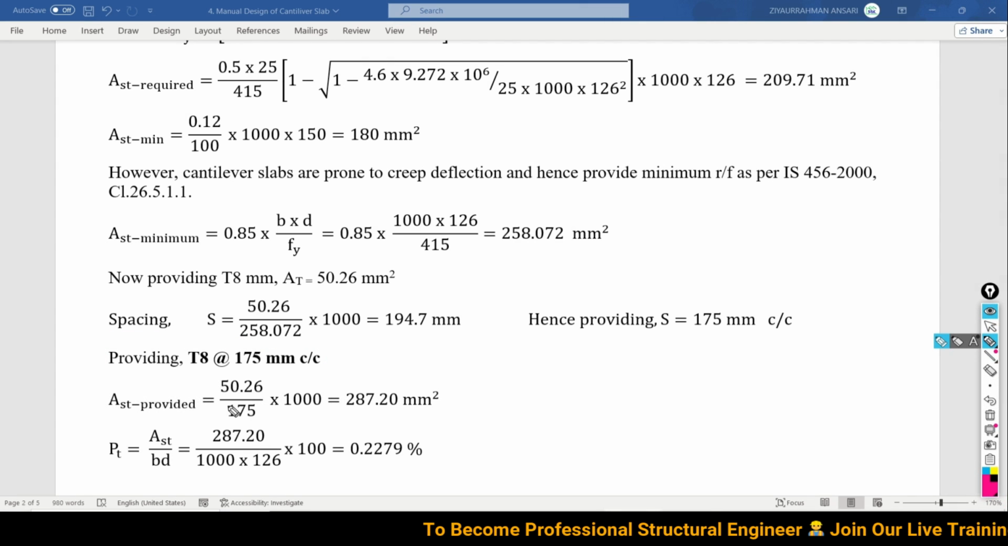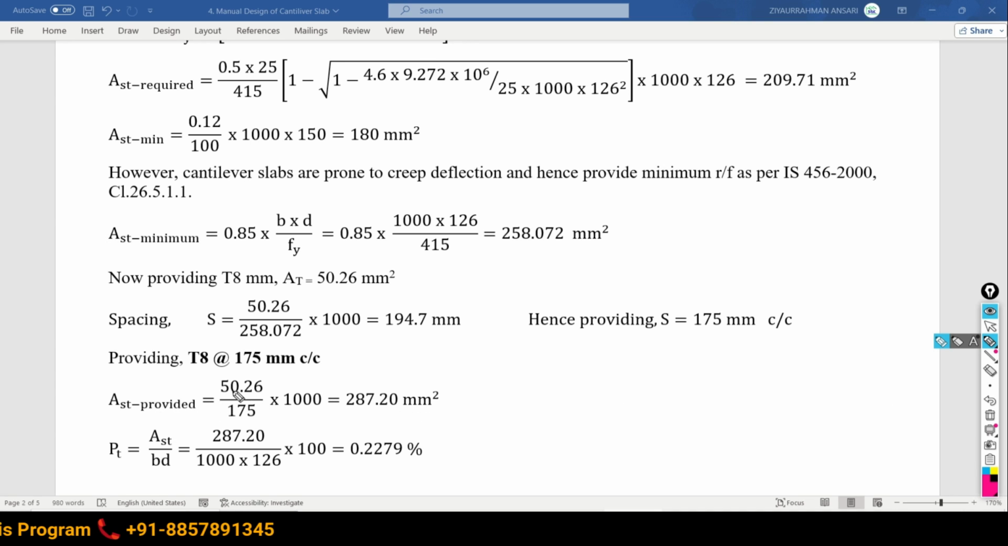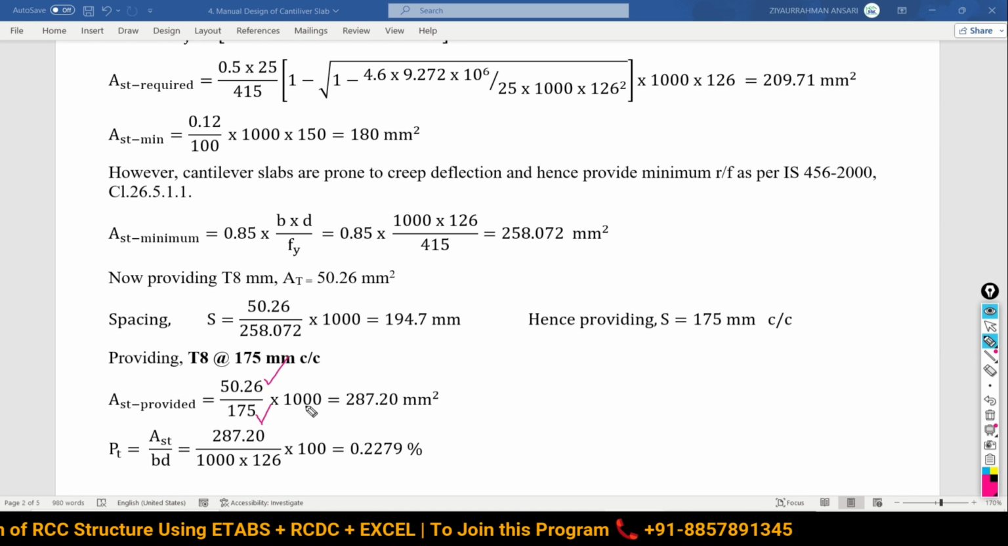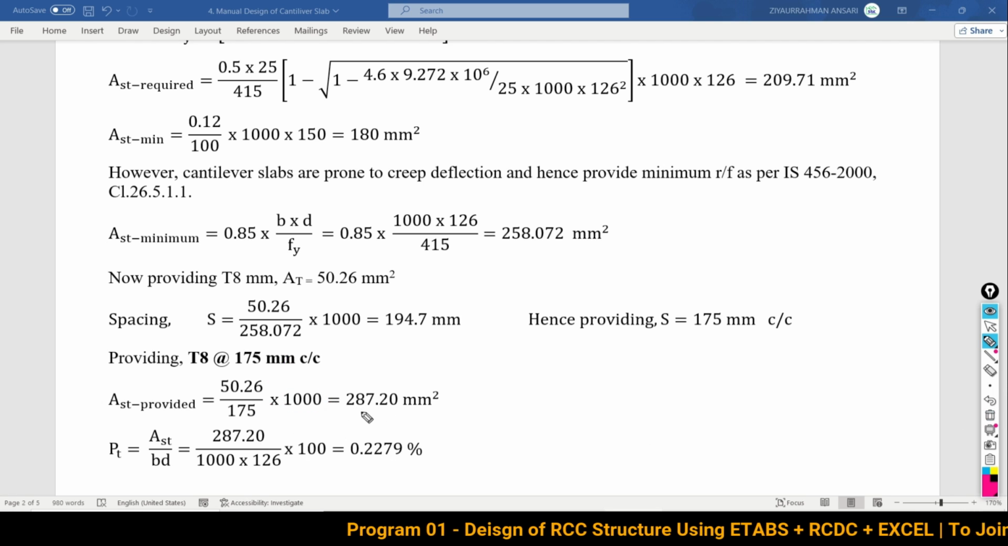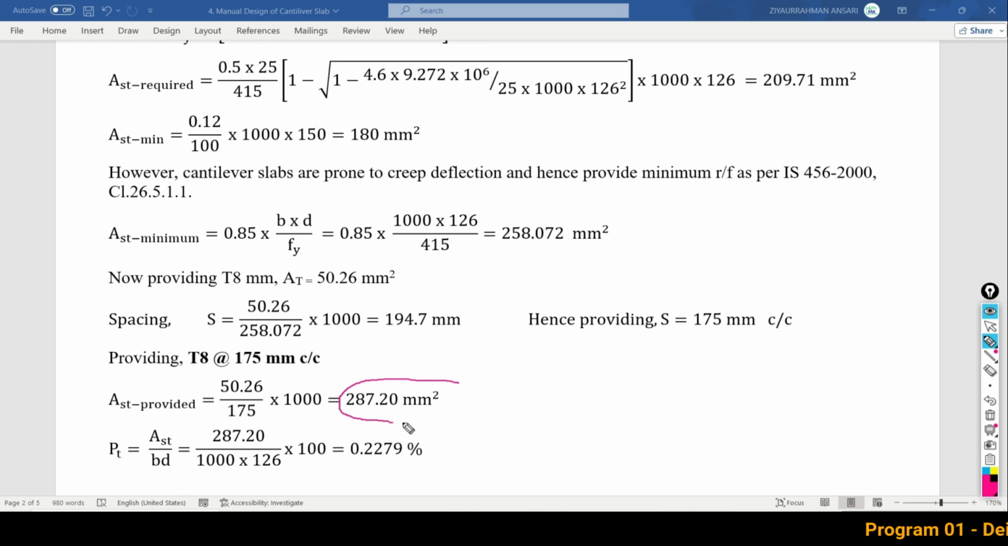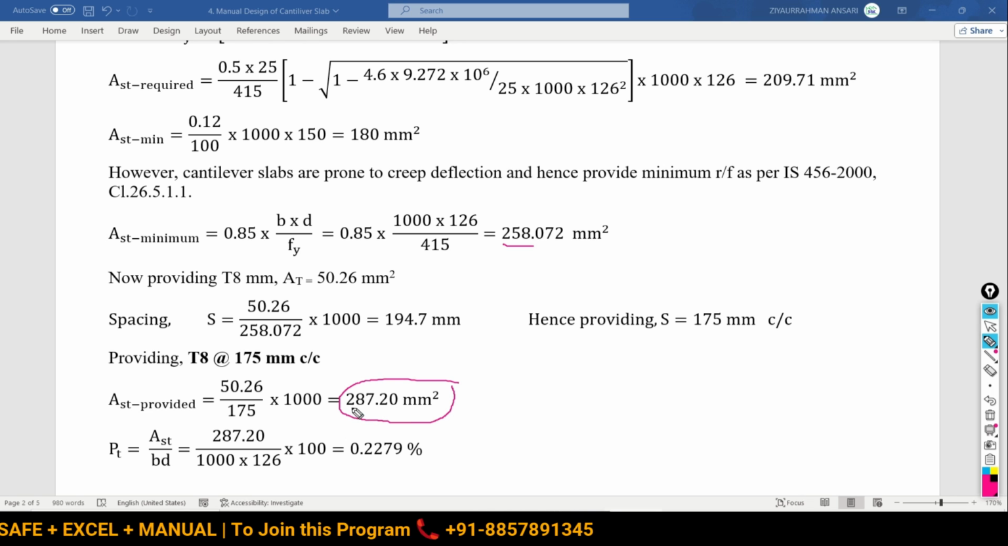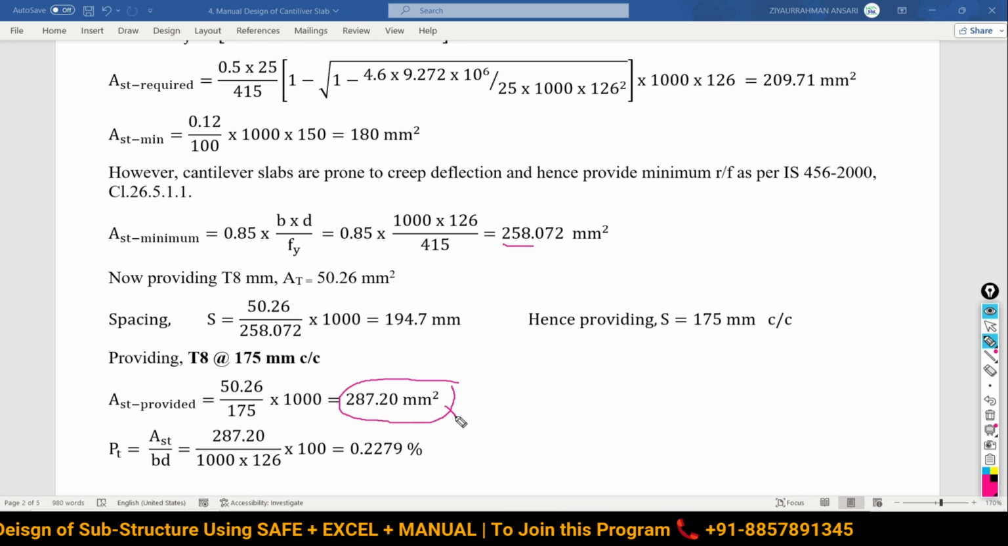Now next to this we have to calculate the area of reinforcement finally provided. As we have reduced the spacing, definitely the provided area of reinforcement will increase. So you can calculate the provided area by taking the ratio of unit area of the bar divided by provided spacing, multiplied by 1 meter width. Okay, so after doing this calculation we are getting the value of 287.2 mm square. So this much area of reinforcement is finally provided. As per the demand it was 258. Due to reducing the spacing, reinforcement will obviously increase. That's why 287.2 mm square we are going to provide.